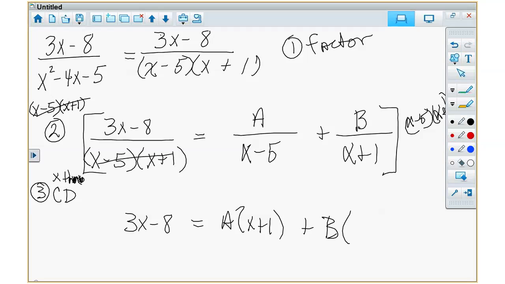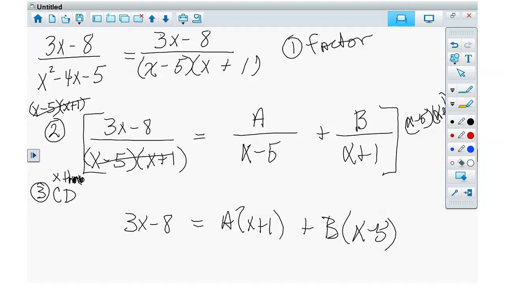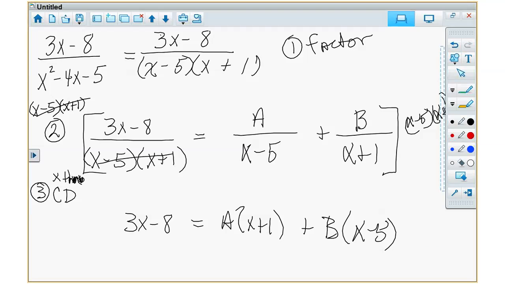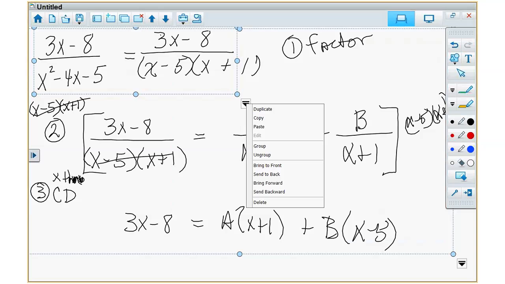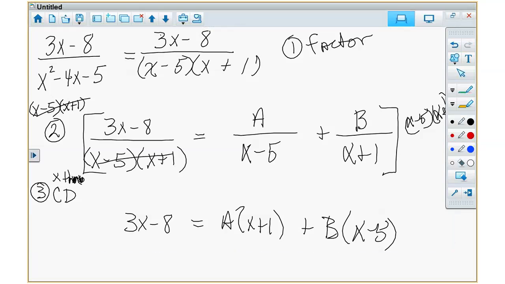B times x minus 5. Anybody remember doing this? You remember doing partial fractions? That's usually used with complex. All right, now take this and solve it. Of course, half the time, 90% of the class is going to say, I don't know how to solve that. Right, Miss Anthony? So you just sit there and meditate.